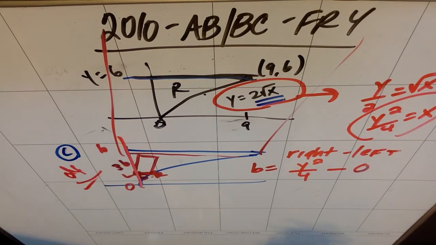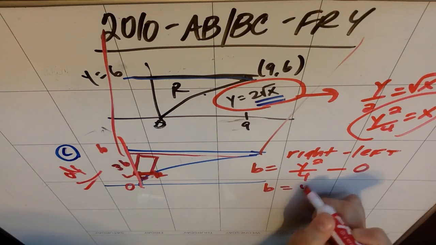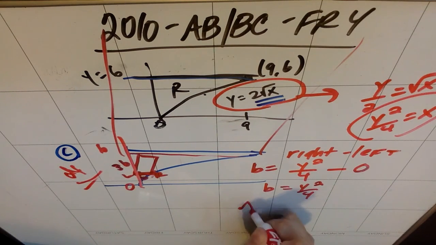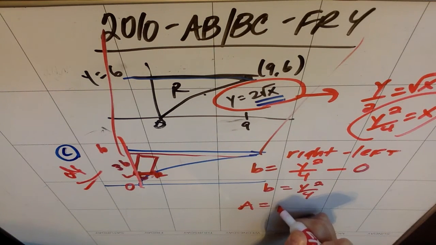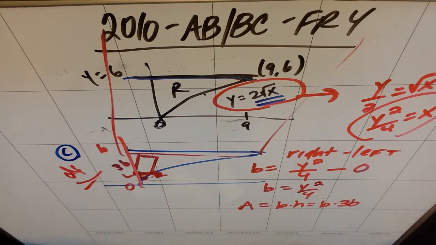So that's nice. Once I know that's the base, the base is y squared over 4. I know the area of one of these rectangles is base times height, which is base times 3 times the base, right? Triple the base. So I'm pretty sure the area of one of these rectangles is 3 times y squared over 4 times another y squared over 4. So I get 3y to the 4th over 16. You don't have to simplify that if you don't want, but that's what I get. Okay, so that's the area.